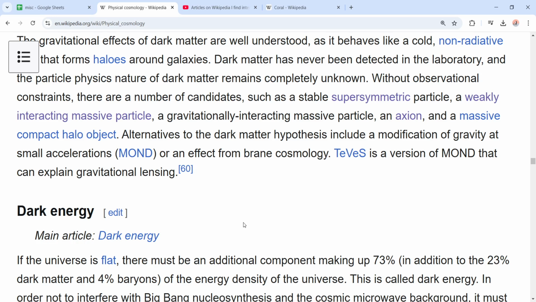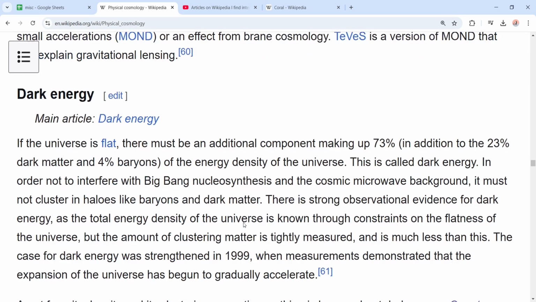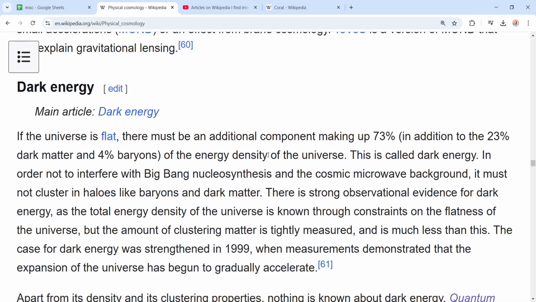TeVeS is a version of MOND that can explain gravitational lensing. Dark energy. Main article: dark energy.